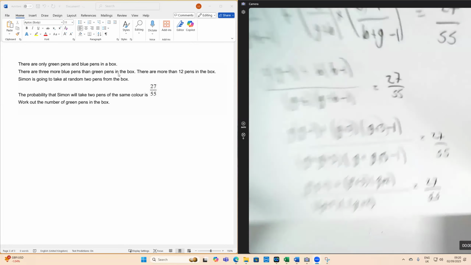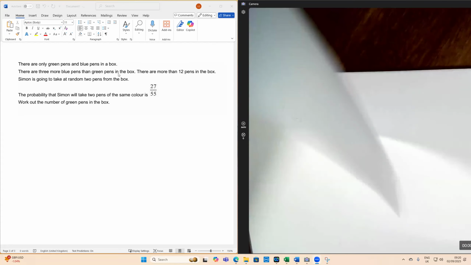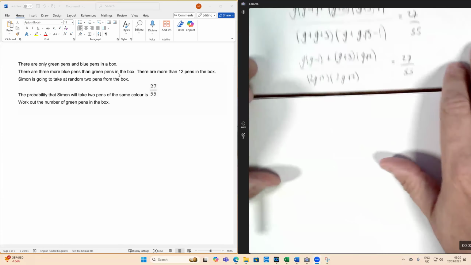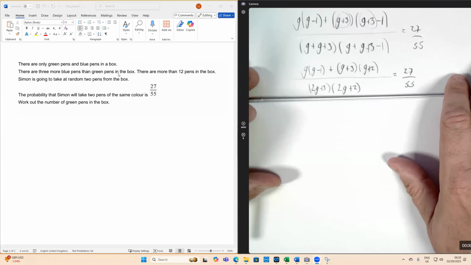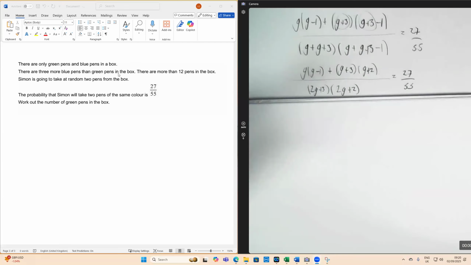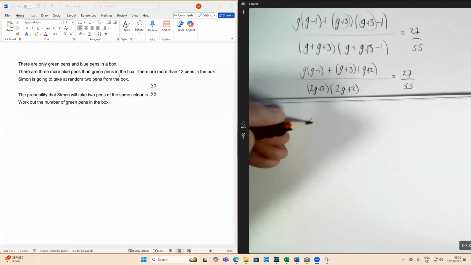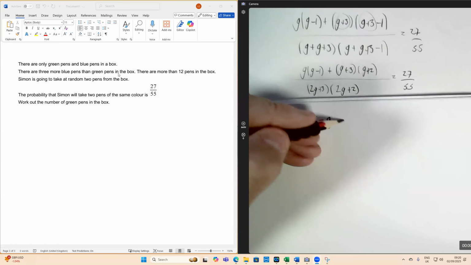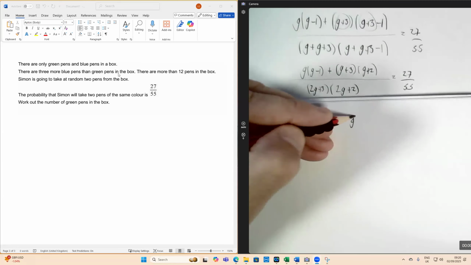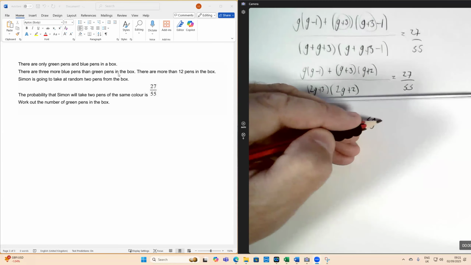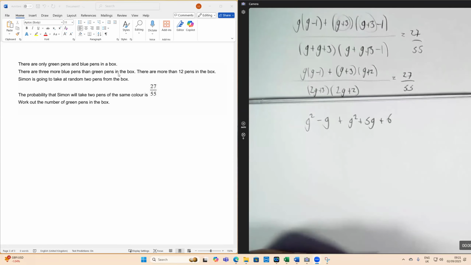Okay, we're getting there now. So you can see why this is a grade 9 question for sure. Okay, what's our next step going to be? Well, let's just expand everything and see what we get, and then we'll do some cross multiplying. So this first term is going to be G squared minus G. The next one is going to be G squared plus 5G plus 6. When I expand that, that's what that's going to turn into.